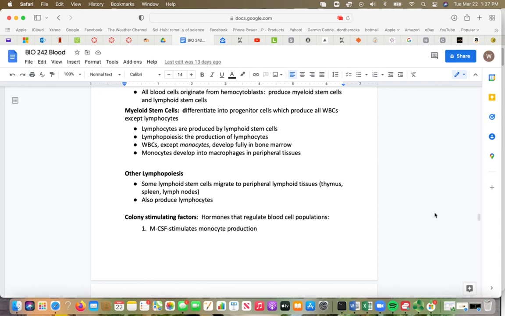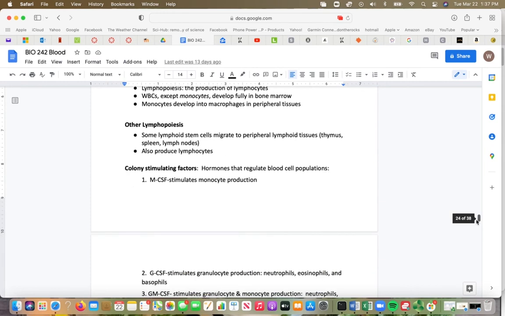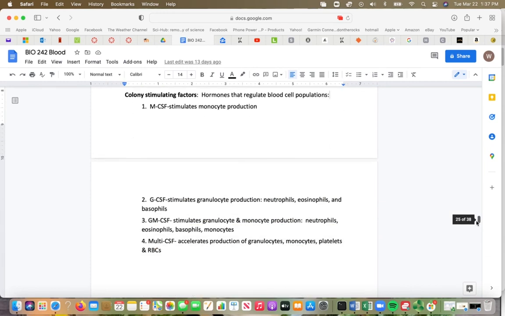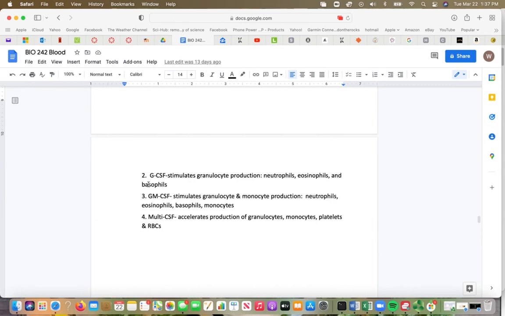Colony stimulating factor is one of the hormones that regulates the blood cell populations. MCSF is going to stimulate monocyte production. GCSF is going to stimulate granulocyte production. GM-CSF will stimulate granulocyte and monocyte production. And then multi-CSF will accelerate the production of the granulocytes, monocytes, platelets, and the red blood cells.